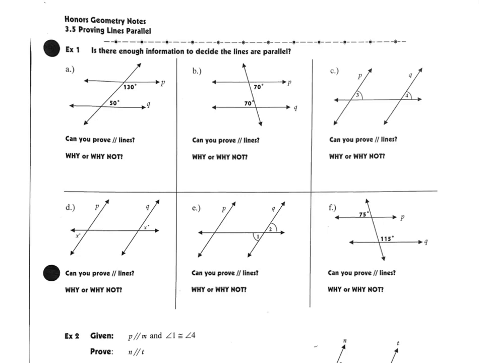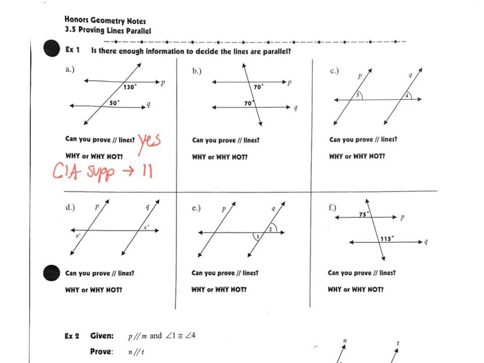And so looking at the first one here, if you look at the angles that are given to us, we can see that those are consecutive interior angles. And so therefore, yes, we can see that those consecutive interior angles are supplementary. And so our reason why we can say that those lines are parallel is that if we have consecutive interior angles that are supplementary, then that implies that the lines are parallel. So we do have enough information there.